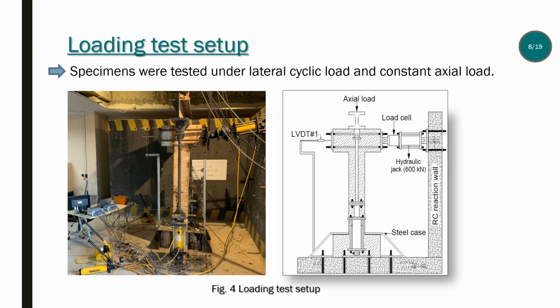A total of 3 hydraulic jacks were used in the loading test. Lateral cyclic load was applied by a hydraulic jack with capacity of 60 tons. Axial load was applied by 2 hydraulic jacks with the capacities of 100 tons. Axial load ratio was 0.4 and constant. The roof displacement was measured by a LVDT with the capacity of 200 millimeters.